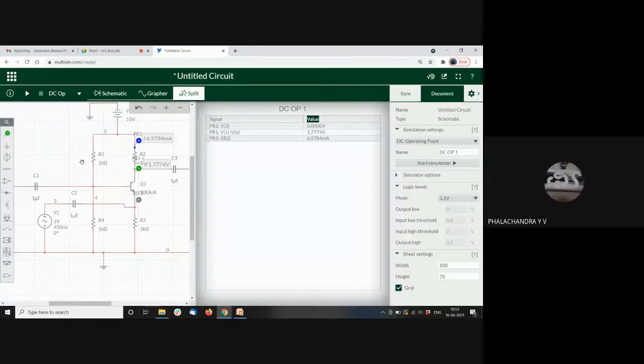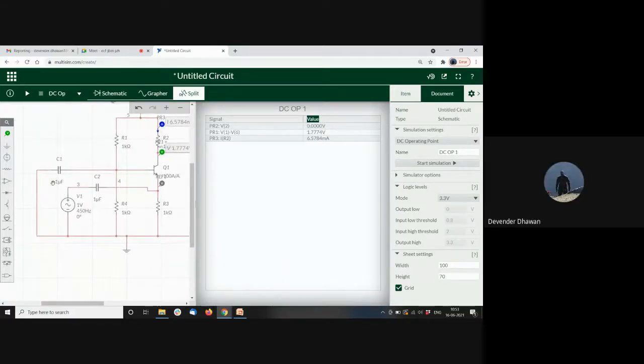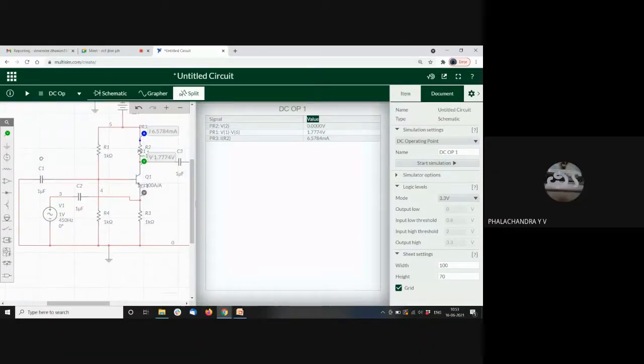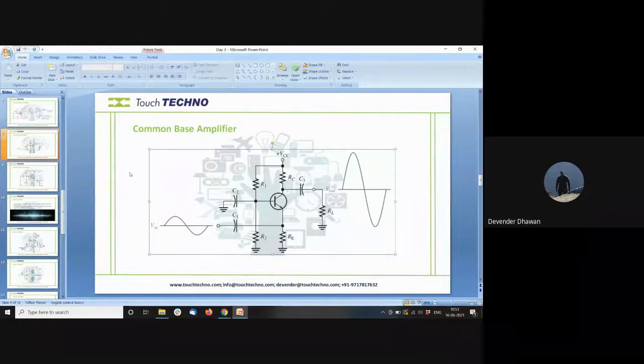So the C1 capacitor is connected to the base. Yes, sir. Connected to the base till the ground. Okay. So the circuit that I used is this one. This is a common base circuit. So we can try different configurations.